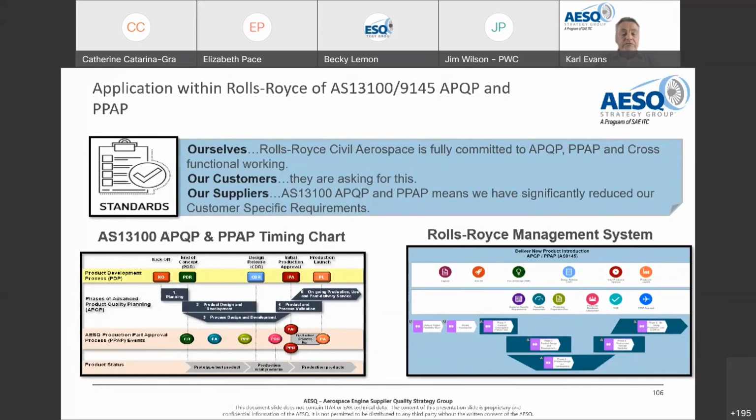Our customers are absolutely committed to this. They're asking for it on a regular basis. And then in terms of our suppliers, what AS13100 does in terms of APQP and PPAP, in terms of the means to yourselves, is it significantly reduced customer specific requirements. And I'll demonstrate that in a moment. So that is our commitment around APQP as a business. Could you move on one, please?